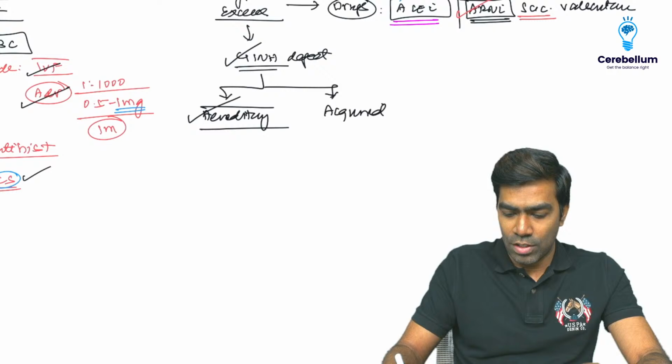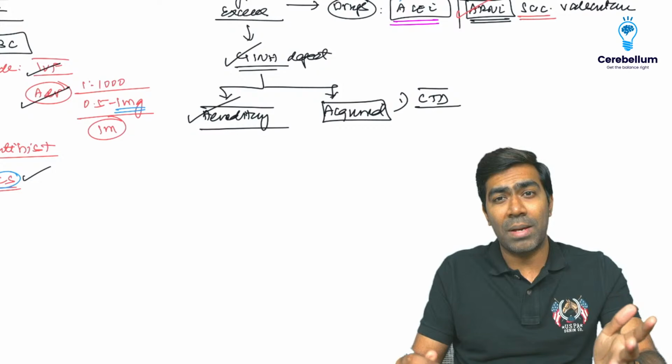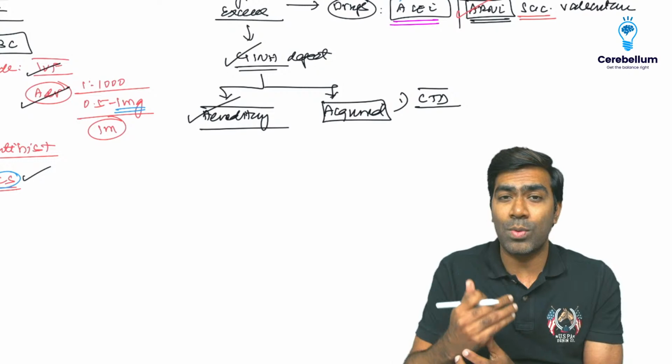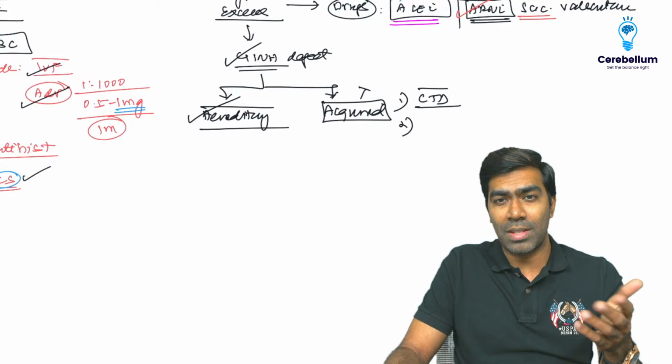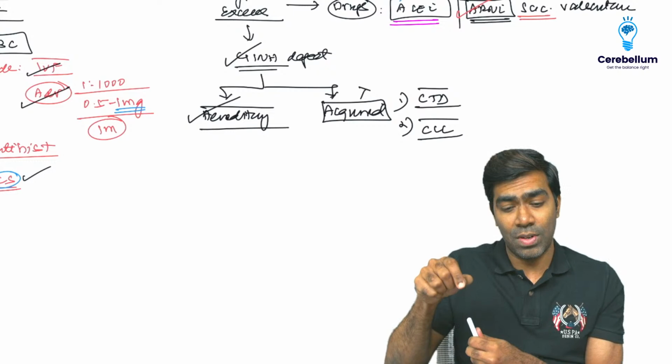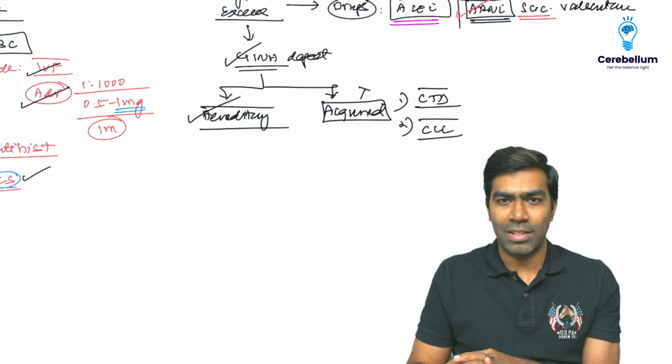So what are the causes of acquired angioedema? Number one, connective tissue disorders. The best example is SLE, systemic lupus erythematosus, where you're going to have antibodies against the C1 esterase. That's going to inhibit the C1 esterase. Acquired causes will be due to antibodies. Second, certain lymphoproliferative disorders. The best example, CLL, where B cells will be abnormal and that will produce abnormal antibodies. And that can act against the C1 esterase and can cause decline in the C1 esterase activity. So these are the acquired causes.